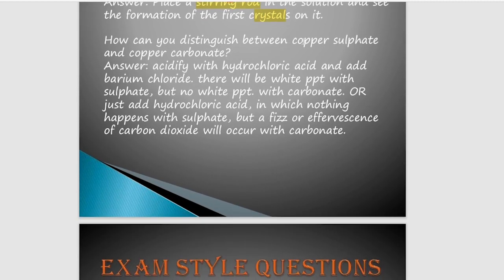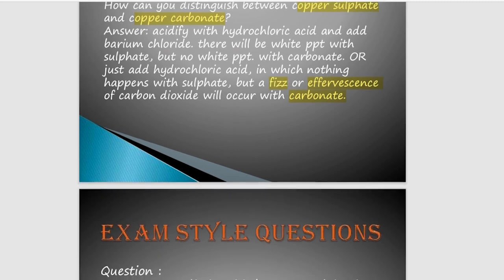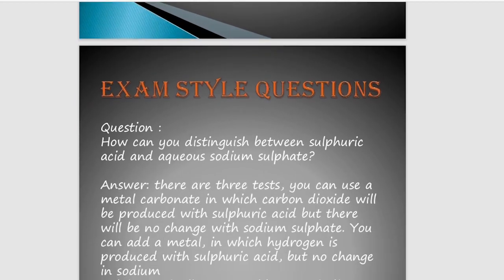How can you distinguish between copper sulfate salt and copper carbonate salt? Acidify with hydrochloric acid and add barium chloride. There will be a white precipitate with sulfate but no white precipitate with carbonate. Or you can simply add hydrochloric acid: nothing happens with sulfate but a fizz or effervescence of carbon dioxide will occur with carbonate. Always remember when gases are produced, in the observation you have to write effervescence or fizzes.